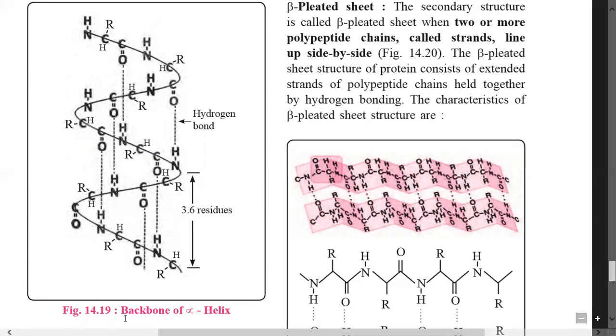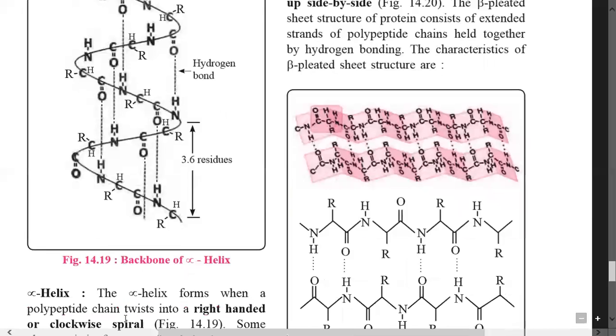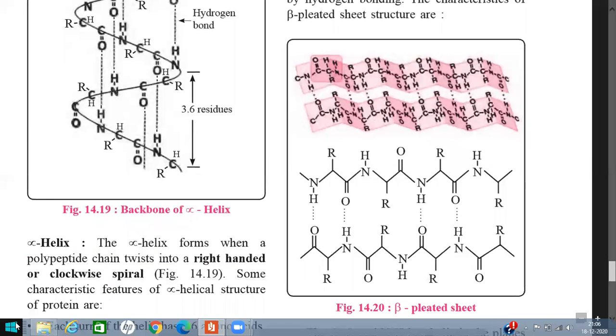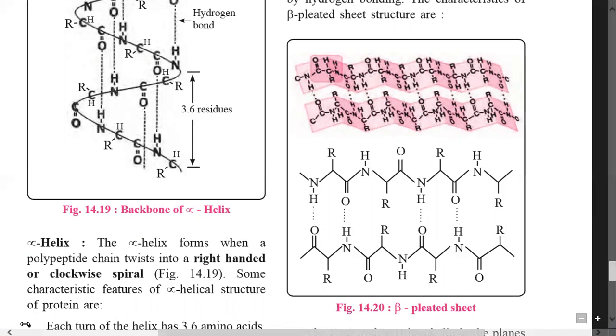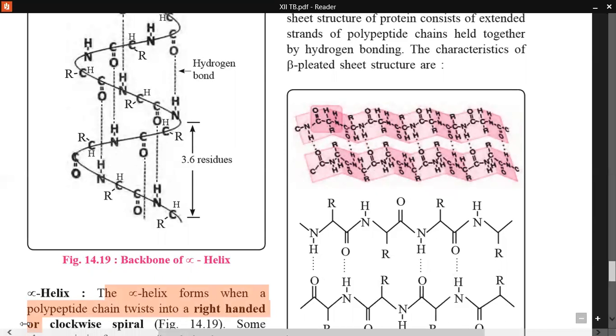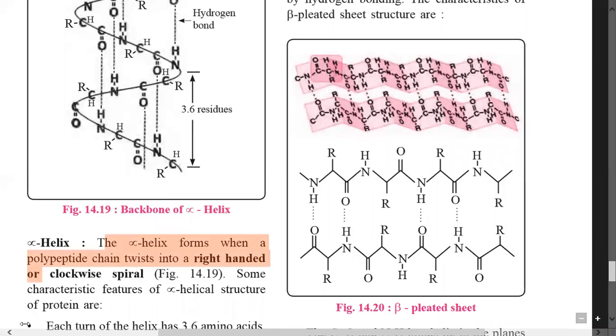So in this way, this CONH bonding is present, and this is the alpha helix structure of protein. So what is this alpha helix structure that we will study in detail now? This alpha helix forms when a polypeptide chain twists into a right-handed or clockwise spiral. So this right-handed twist is there.